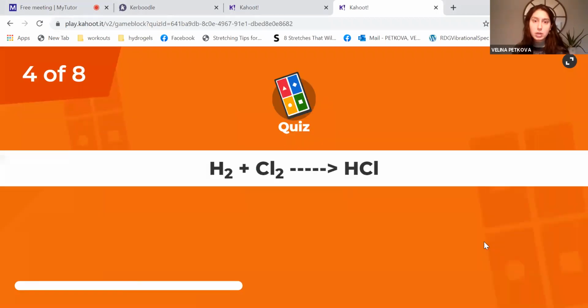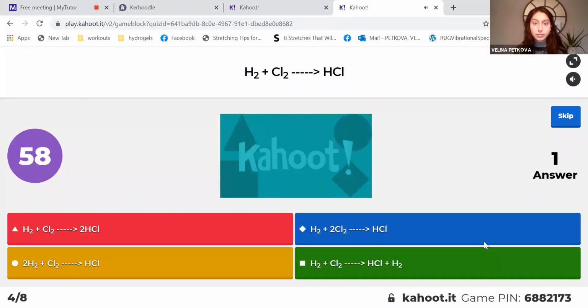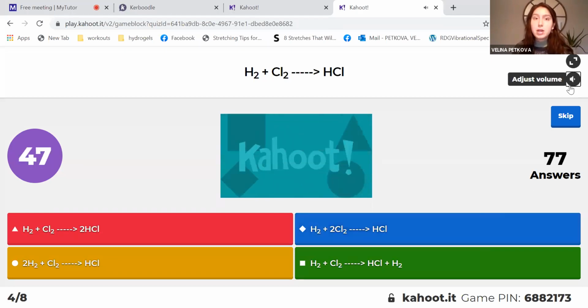Okay, number 4. So now we need to balance this equation. How are we going to balance it? Think about how many hydrogens there are on the left side, how many chlorines are on the left, and how many hydrogens and chlorines are on the right. And make sure that they are equal.